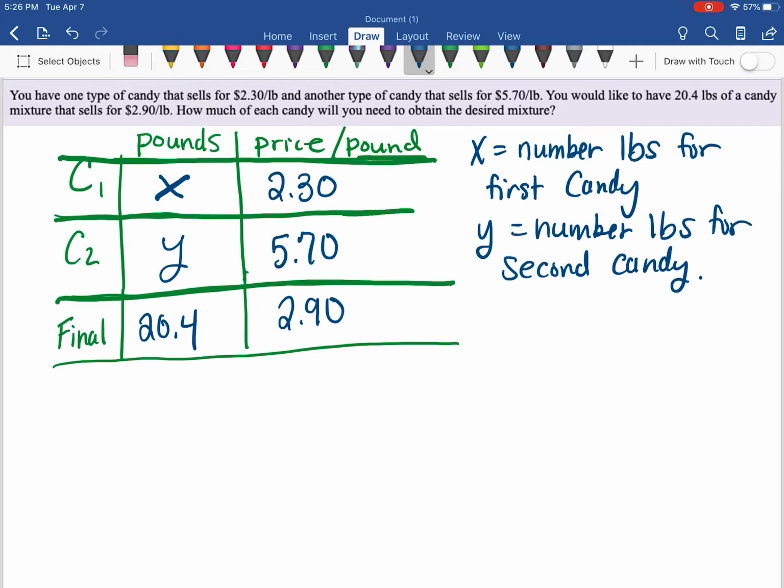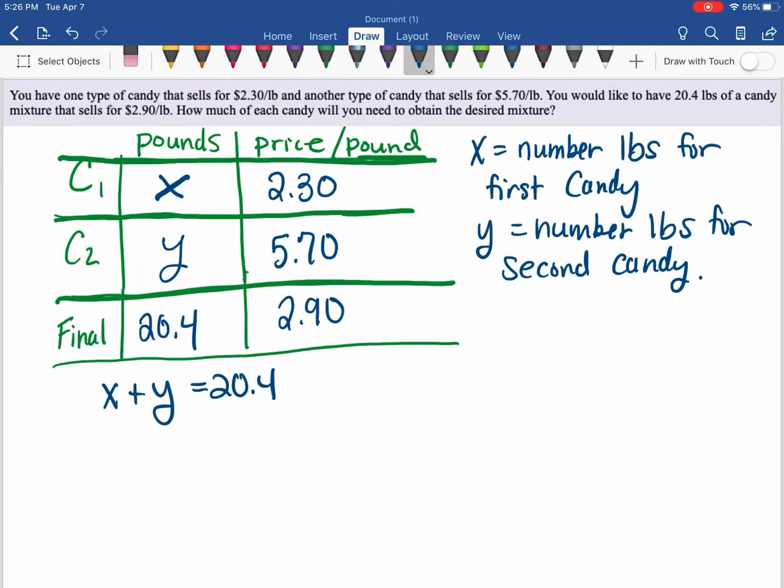And now we can use our chart, now that we have the information organized, to come up with two equations. I'm going to write one equation to represent the number of pounds, and then another equation that represents the price. So if I have X number of pounds for the first candy and Y number of pounds for the second candy, and I want that to total 20.4 pounds, then my first equation would be X plus Y is equal to 20.4. So whatever the number of pounds X and Y is, when I add them together, I should get a total of 20.4 pounds.